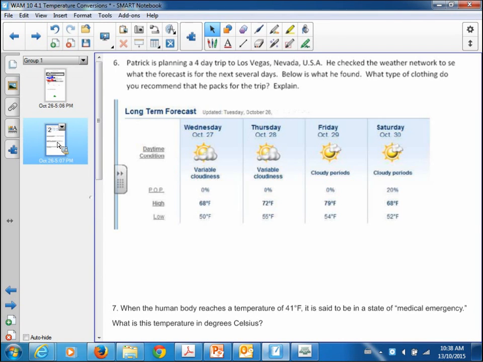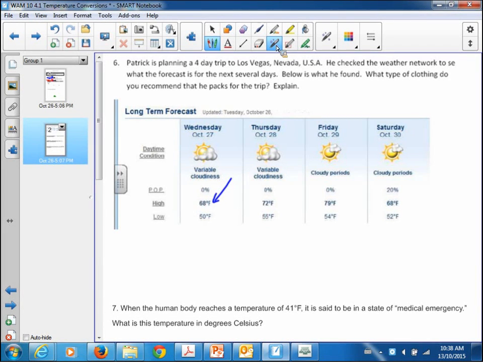Patrick, planning a 4-day trip to Vegas. Check the weather network to see what the forecast is for the next several days. Below is what he found. What type of clothing do you recommend he packs for the trip? Because this is in Fahrenheit. You're going to need a light jacket, etc. What you would do is the highs. Convert that to Celsius and see.